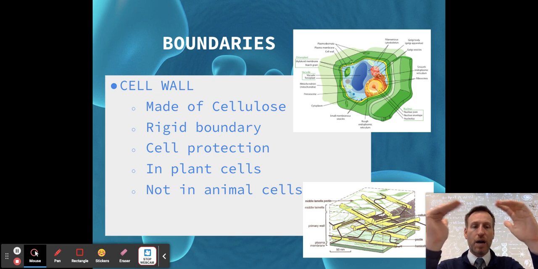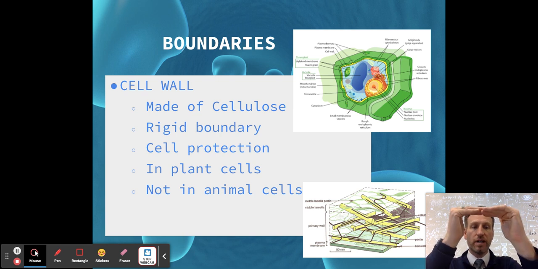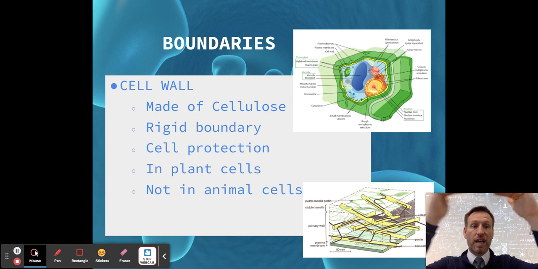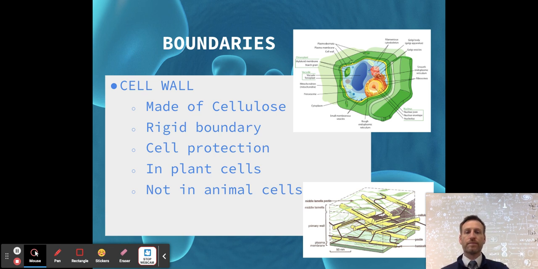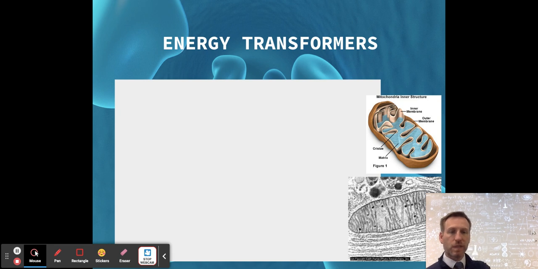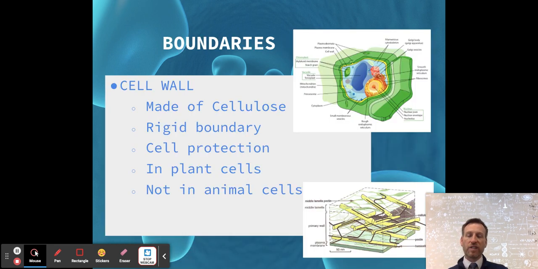Animal cells, its outer boundary is the cell membrane. For plant cells, it's the cell membrane, and then outside of the cell membrane, the very outside of the cell, the very edge boundary, is the cell wall. Okay, pause it if you still need to type in. Otherwise, let's move on to the next one.